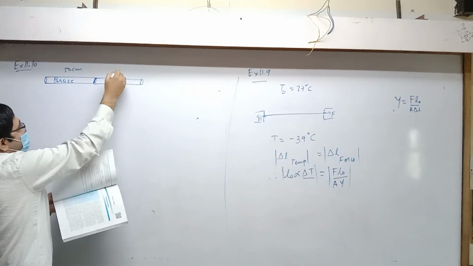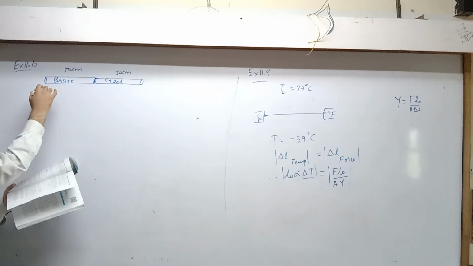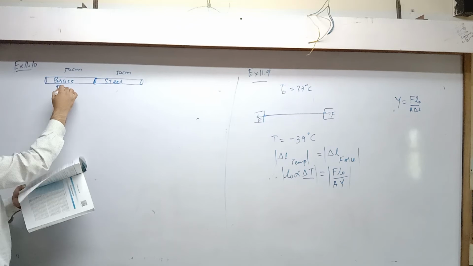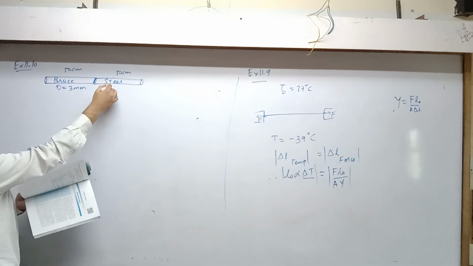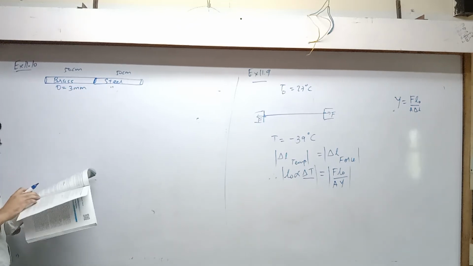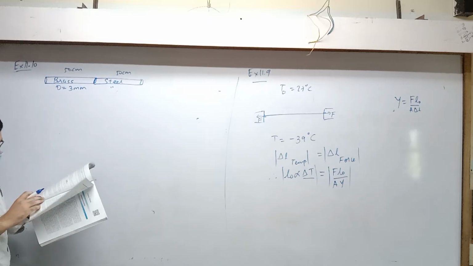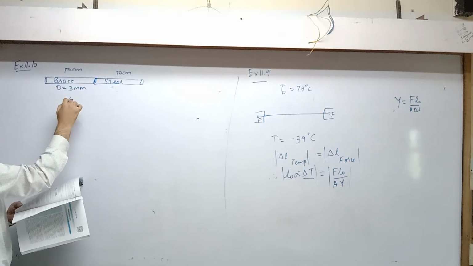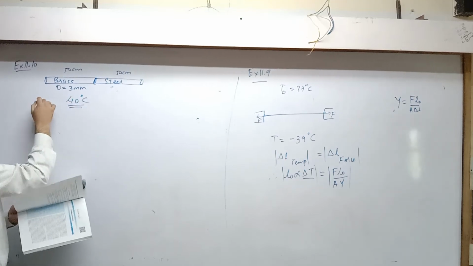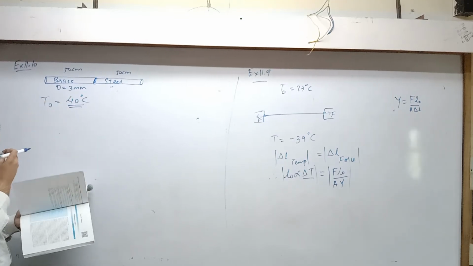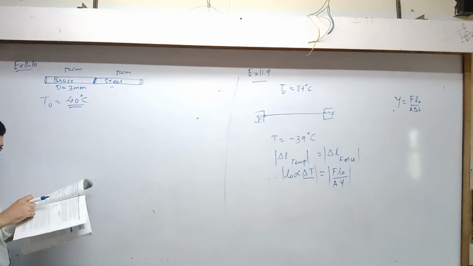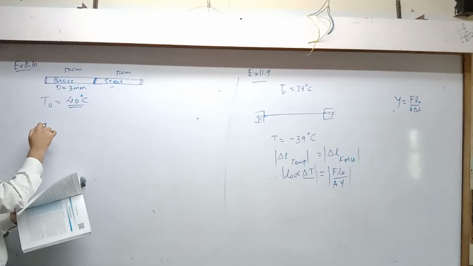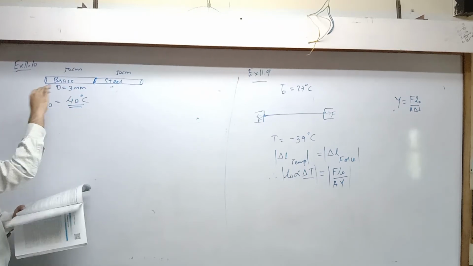Is it the same? And the diameter for the brass rod, how much is given? 3 mm, and the same for here. Now what do we have to find? And all these values are at what temperature? 40 degrees Celsius. Now, what will be the change in length of the combined rod?